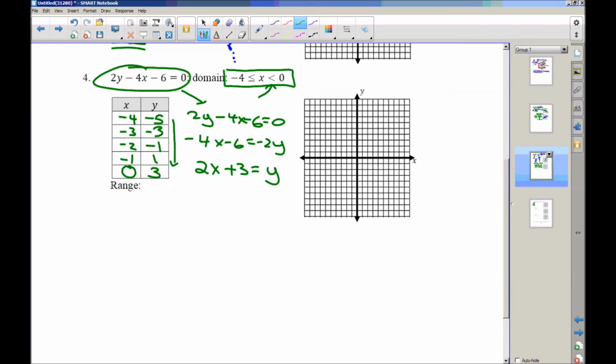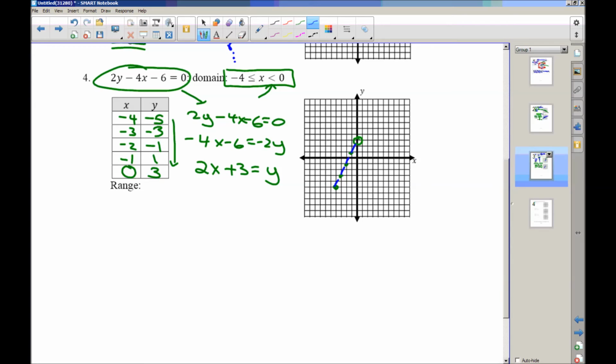So negative 4, negative 5 is 4 to the left and 5 down. Okay. Negative 3 is 3 to the left and 3 down. Negative 2, negative 1 is 2 to the left and 1 down. Negative 1, 1 is 1 to the left and 1 up. And 0, 3 is 0 left and right and 3 up. But I'm going to put something special here. Okay, it's got an open circle. It means a circle that's not filled in inside it. Okay, and then we graph in between.